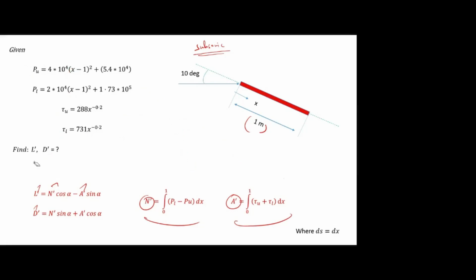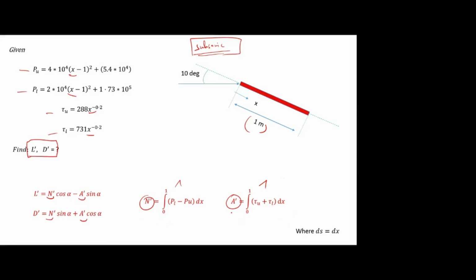This problem you understood, right? So here they are given pressure on the upper and lower surface, and shear stress on the upper and lower surface. Both terms have the x, that means it is variable along the x direction. So this is in the subsonic flow. What they are asking is, we have to find lift and drag force. Okay, we know the lift and drag force are in terms of normal force and axial force. So we have to find this normal and axial force in terms of pressure and shear stress.